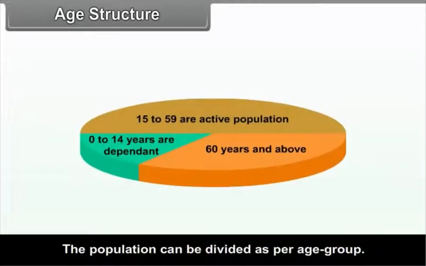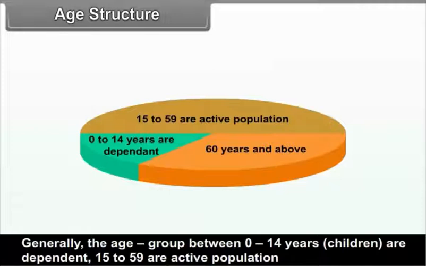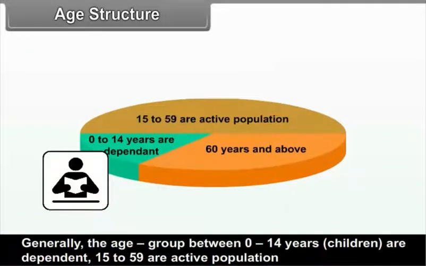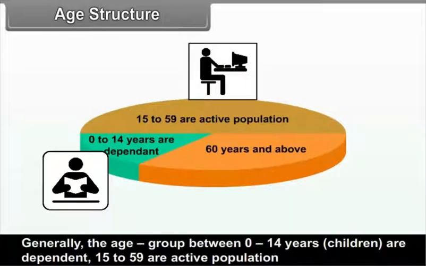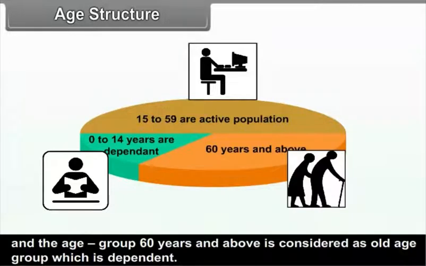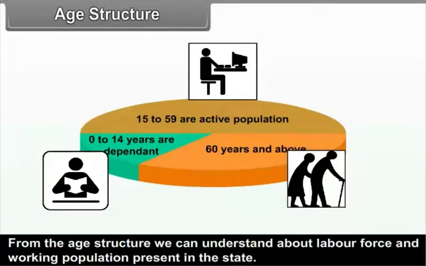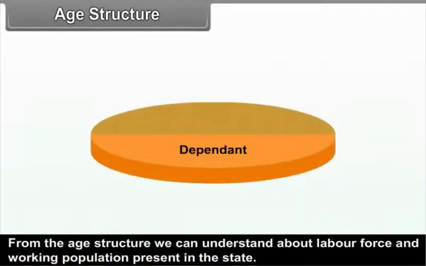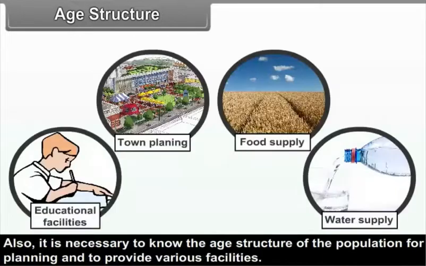(7.2.2) Age structure. The population can be divided as per age group. Generally, the age group between 0 to 14 years, children, are dependent. 15 to 59 are the active population, and the age group 60 years and above is considered as the old age group, which is dependent. From the age structure, we can understand the labor force and working population present in the state. Also, it is necessary to know the age structure of the population for planning and to provide various facilities.